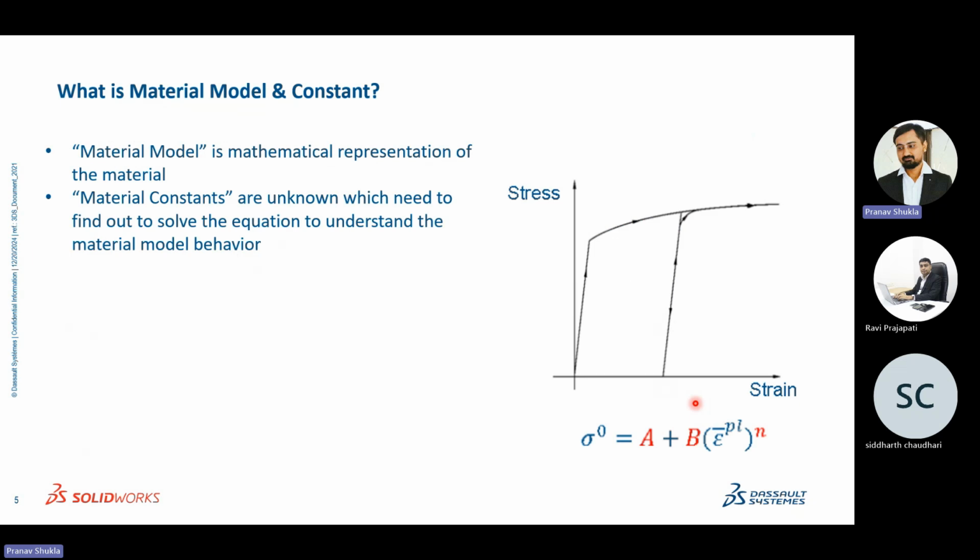So there is perhaps a question in your mind: what is the material model and the constant? Material model is nothing but the mathematical representation of the material. Okay, so if you see over here, this is one equation which is called the material model equation, and material constants are the unknowns which need to be found to solve the equation to understand the material model behavior. You can see these constants a, b, and n. These are the unknown constants which need to be calculated with the help of material calibration. So I hope you understand what the material model is. This one is the material model equation in mathematical form, and the material constants we have to calculate either with the material calibration app which is available in the SIMULIA, or you can go with the manual method as well. Okay. So moving forward.